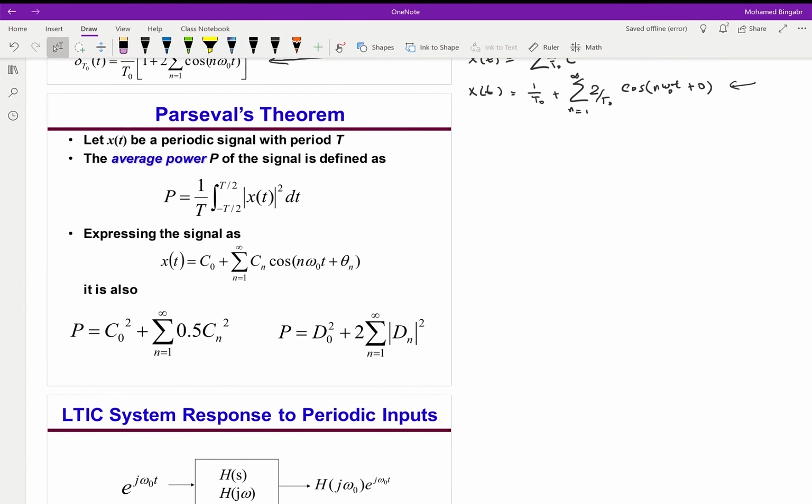All right, now the next one is Parseval's theorem. Parseval's theorem basically tells us how to calculate the power of a periodic signal. This is the definition of the power, and we learned it in earlier chapters.